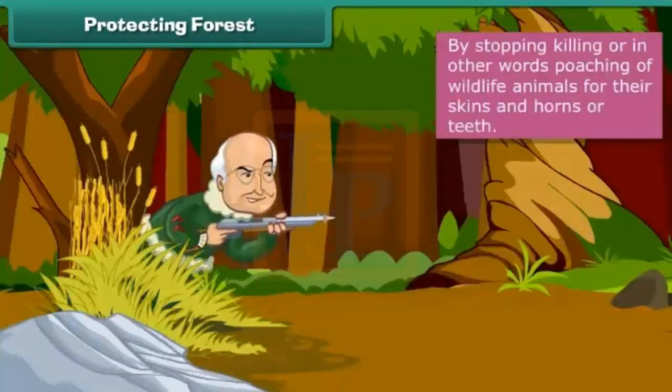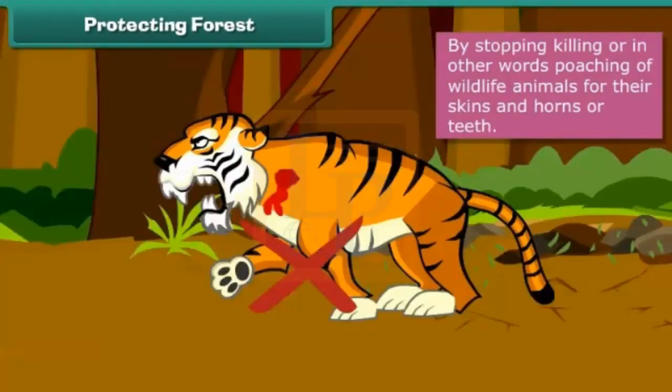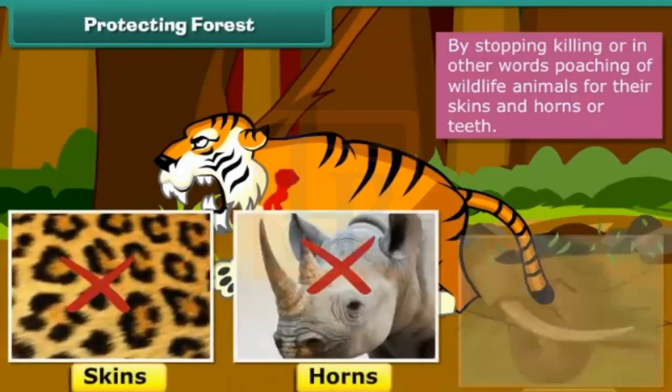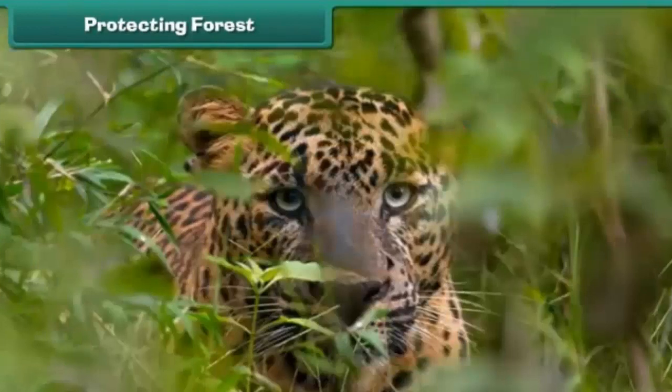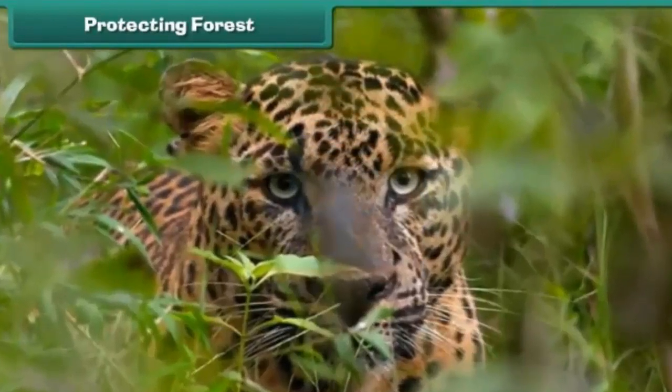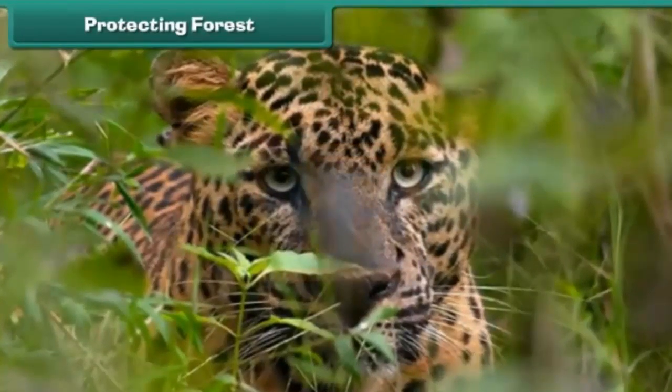It is also necessary to stop killing, or in other words, poaching of wildlife animals for their skins and horns or teeth. Government laws against the killing of animals should be strictly implemented. The protected forest area is called wildlife sanctuaries.